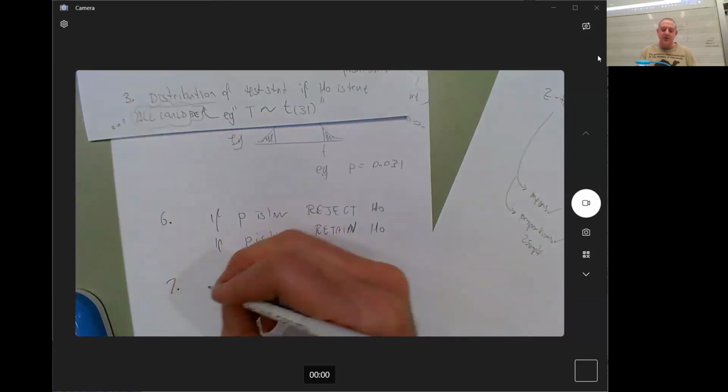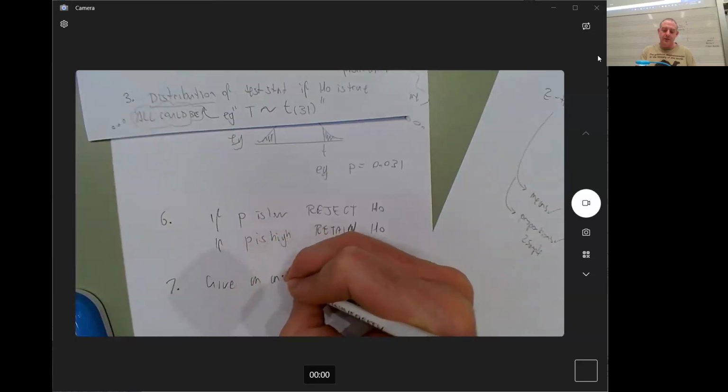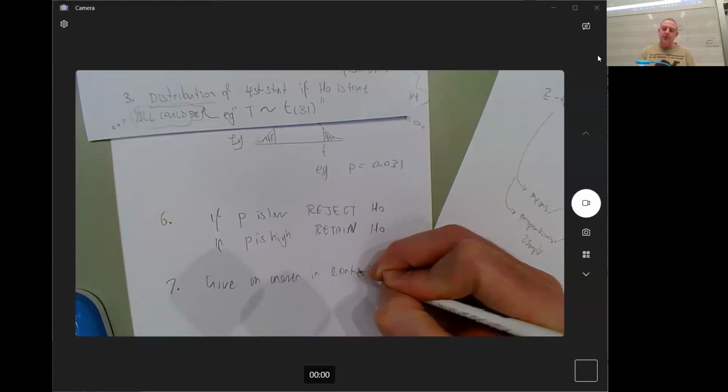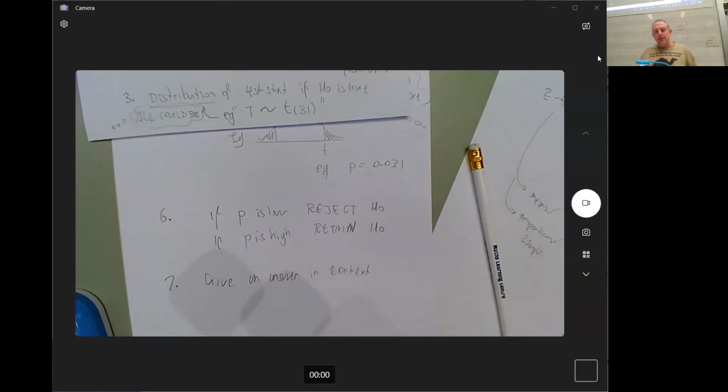Technically, your final step is to give an answer in context. So if your original question was, is my new ice cream machine producing the same value as the old one, and you retain the null hypothesis, your final conclusion would be, we retain the null hypothesis and conclude that there is not enough evidence to suggest the new machine is different to the old one. Something like that. Or you say, we have strong evidence to suggest that the new machine is different to the old one and is in fact producing more or less or whatever.